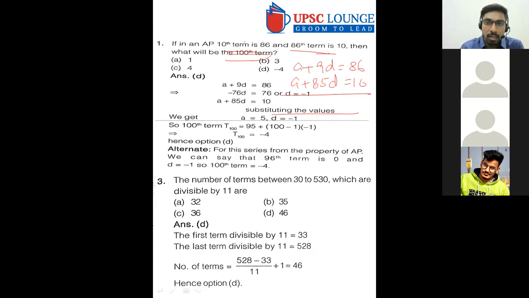What will be the 100th term? The 100th term will be 100 minus 1 into D, that means A plus 99D. So for this, you have to calculate the value of A and D. Okay, so how will you proceed?